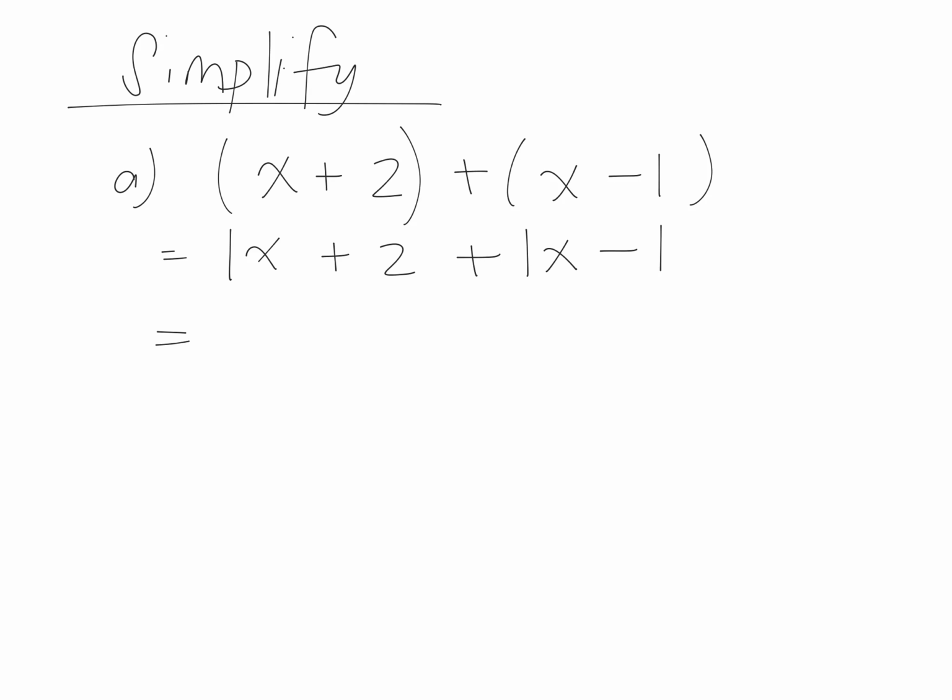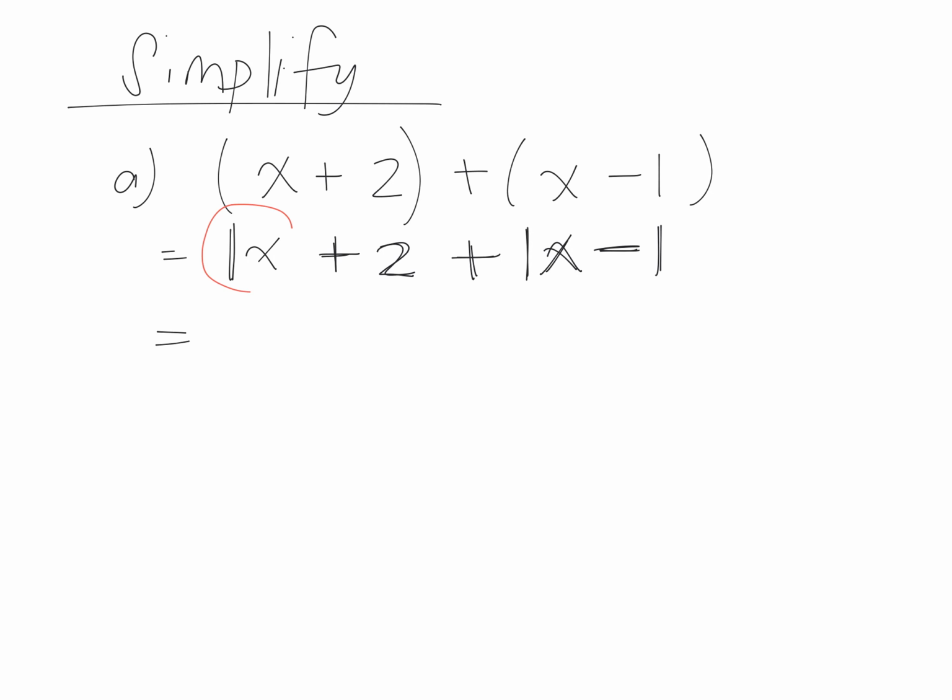I've rewritten this as I have 1x, then I have plus 2, then I'm adding another 1x, but then I have to take away 1. So what we're going to do is group our like terms together because we're trying to shorten this. This is a sentence. It's a mathematical sentence, okay?